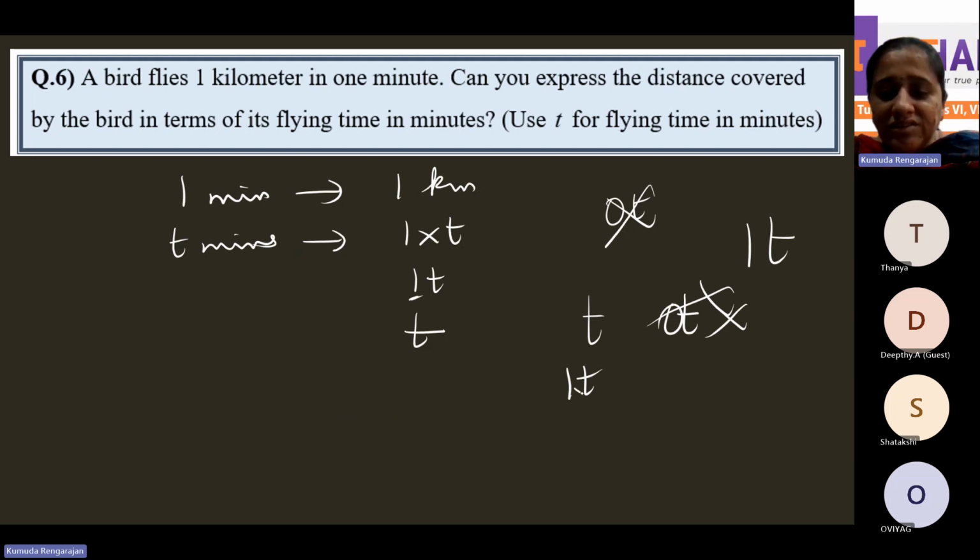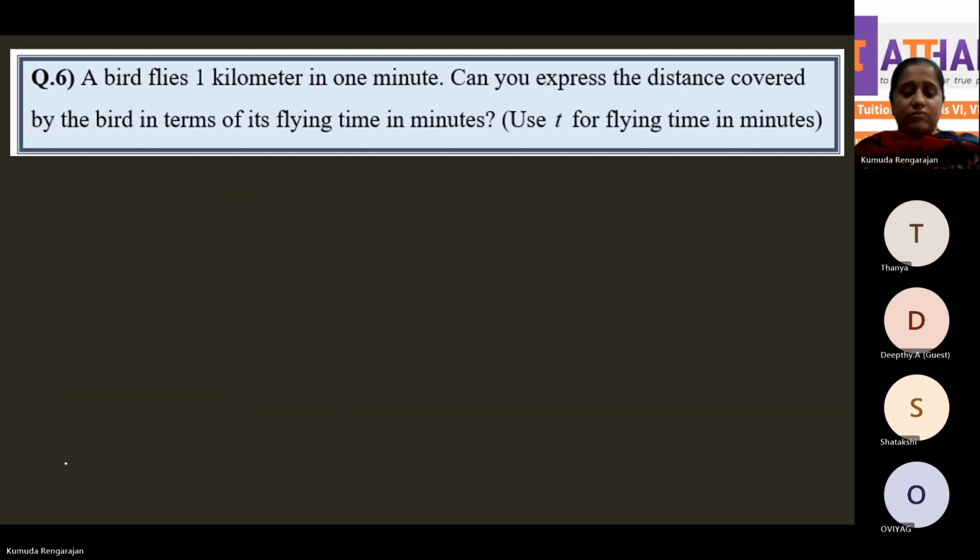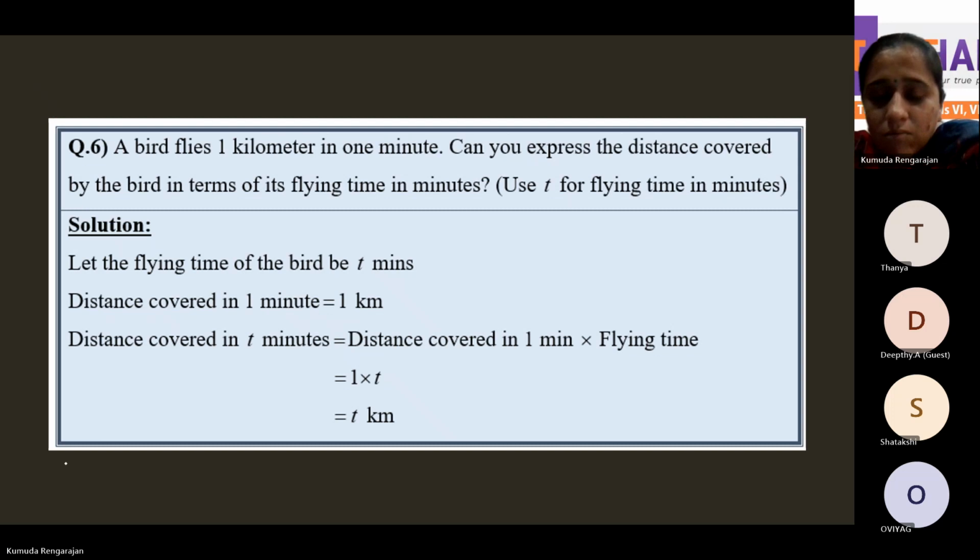Because 1 into t is t, right? 1 multiplied by anything is the same thing. 1 into 5 is 5. 1 into 10 is 10. 1 into t is t. One into t, that is t kilometers.